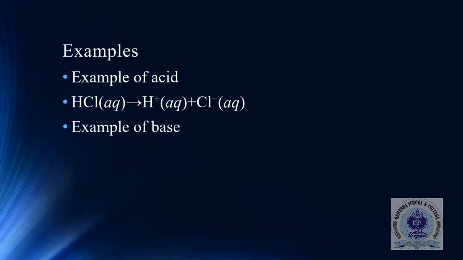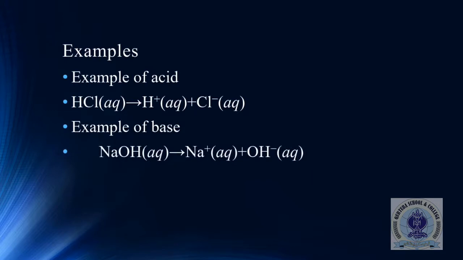Okay, an example of a base is NaOH. Remember students, according to Arrhenius concept, any substance that gives us OH ion in aqueous solution is a base. Now here you can see that NaOH decomposes to Na plus ion along with OH minus ion. Here NaOH produces OH ion in aqueous solution, so here NaOH is a base.